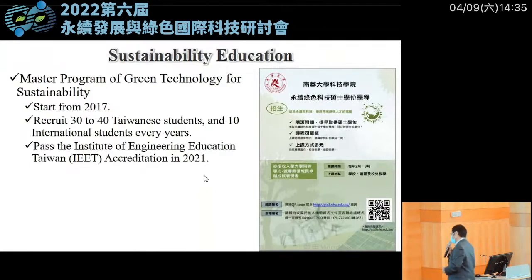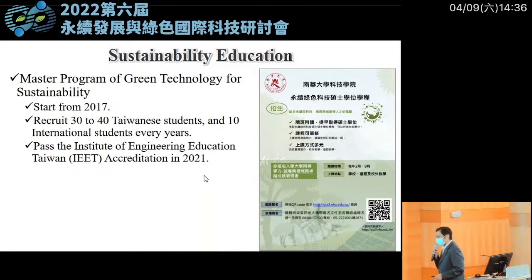Okay, this is the first thing. The second thing is, I think you want to let everyone know how to reduce carbon emission. The most important thing is you must change the mind of the people. How to change the mind? I think education is most important.